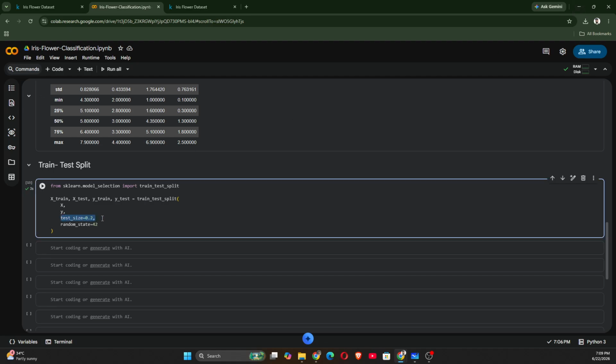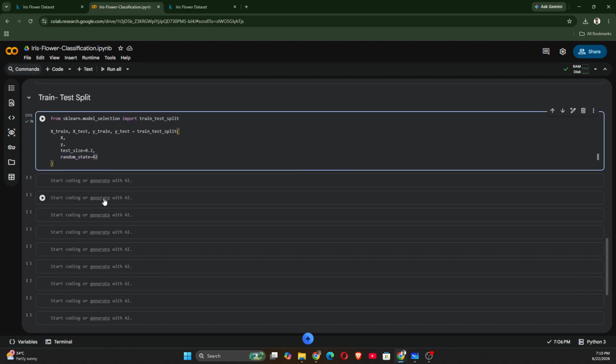Test size is 0.2, so 20% is for testing and the remaining 80% is for training. Random state 42. If we don't use a random state, you won't get the same split every time. That's why we are using a random state over here, and you can keep this value anything: 10, 100, anything. I've just kept 42 over here.